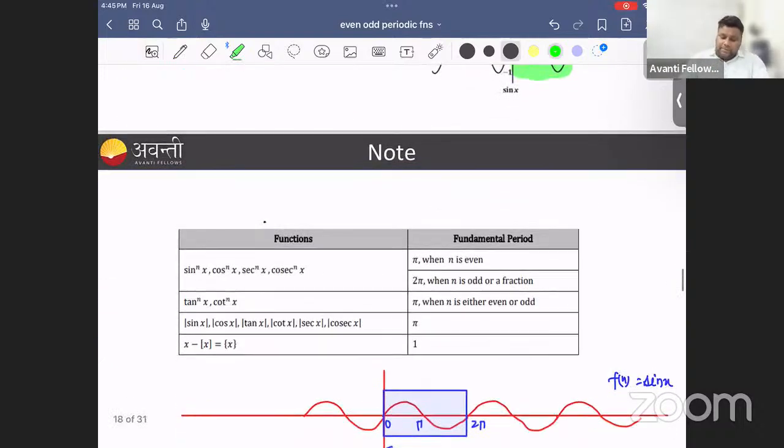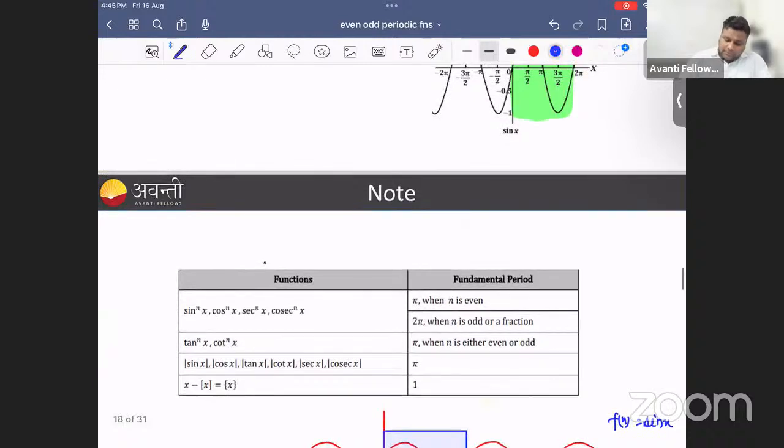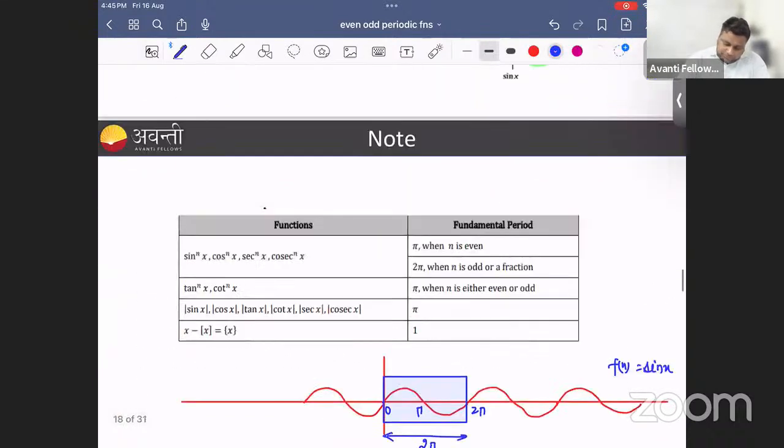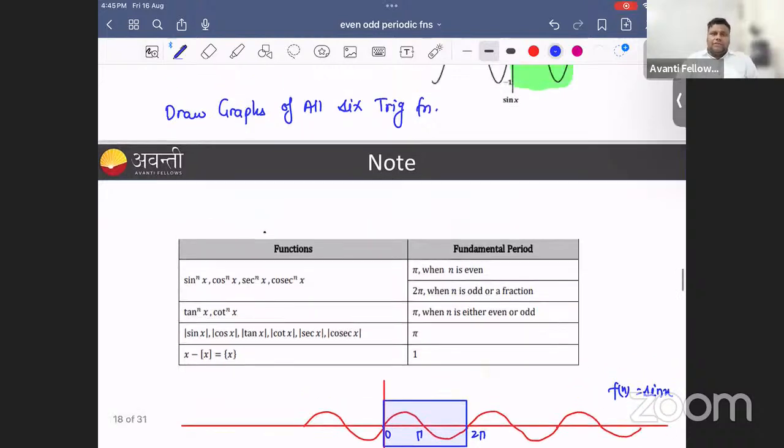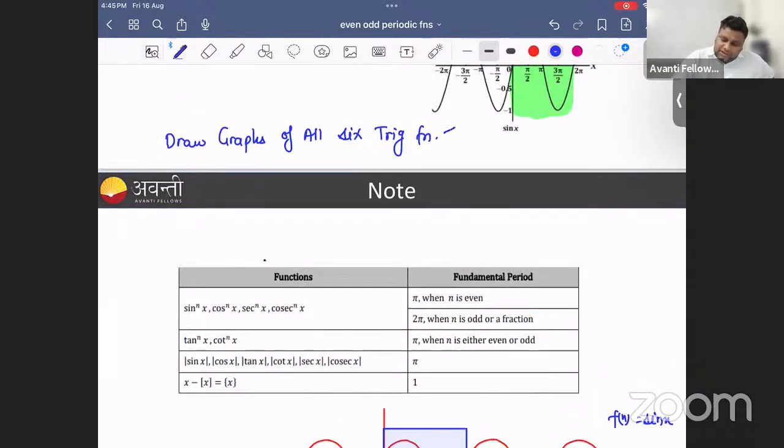As homework, I am telling you, draw graphs of all 6 trigonometric functions. Got it? This is a responsibility I am going to give you. Draw the graphs of all 6 trigonometric functions. Check their domains, range, period. Got it? Remember all of them.